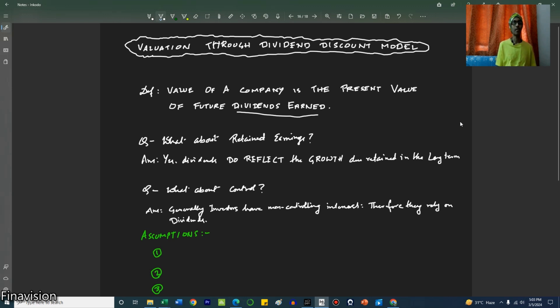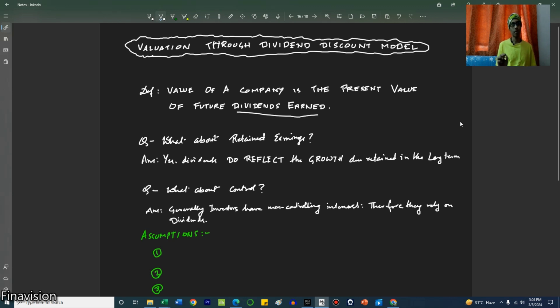Second is, retained earnings, investors generally do not have a controlling interest, and therefore the second factor is, what about control? Generally investors have a non-controlling interest. Therefore, all this synergy and control and decision making and real options, all these things do not apply. Therefore, they rely on dividend and dividend growth rate to value the company.